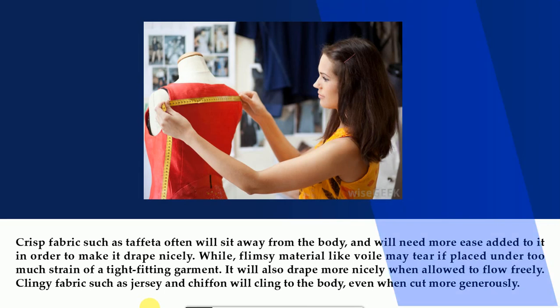Crisp fabrics such as taffeta often will sit away from the body, and will need more ease added to them in order to make them drape nicely. While flimsy material like voile may tear if placed under too much strain of a tight-fitting garment. It will also drape more nicely when allowed to flow freely. Clingy fabrics such as jersey and chiffon will cling to the body, even when cut more generously.